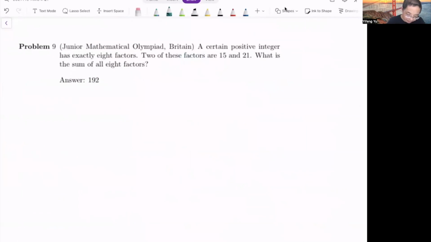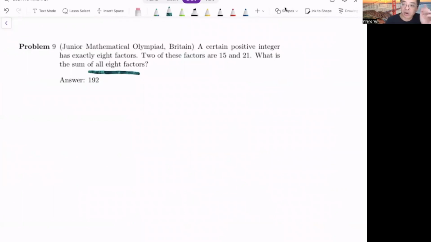Question number 9. A certain positive integer has exactly 8 factors. 2 of these factors are 15 and 21. What is the sum of these 8 factors?